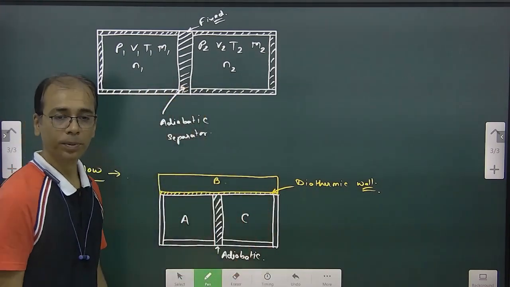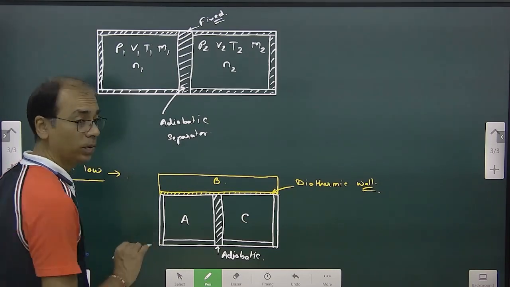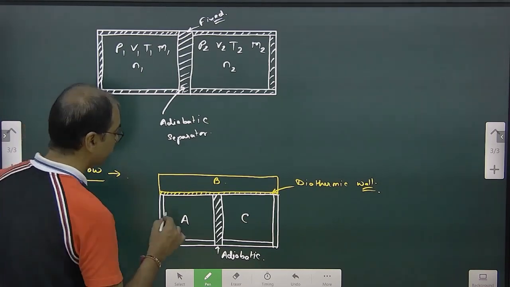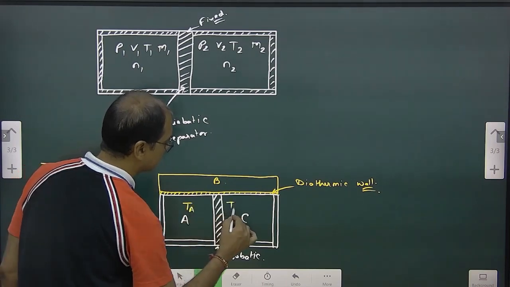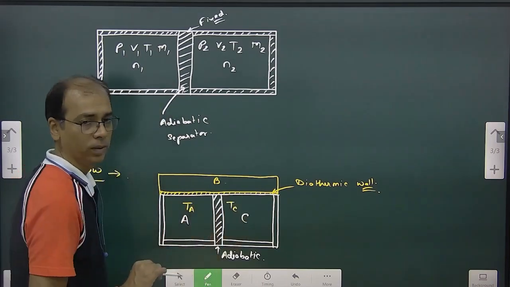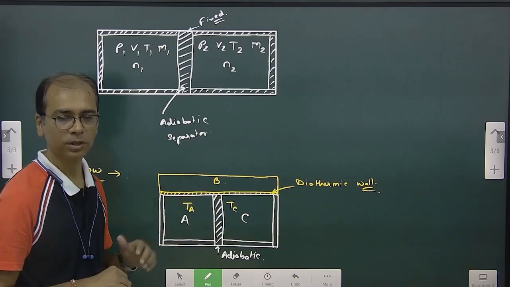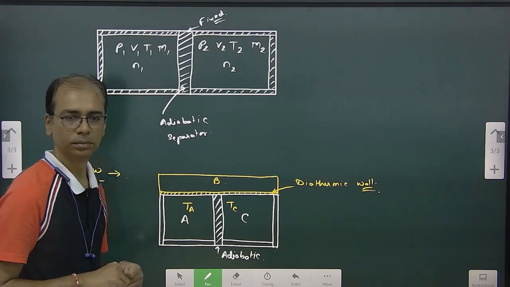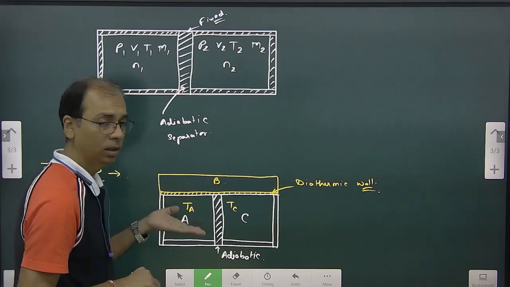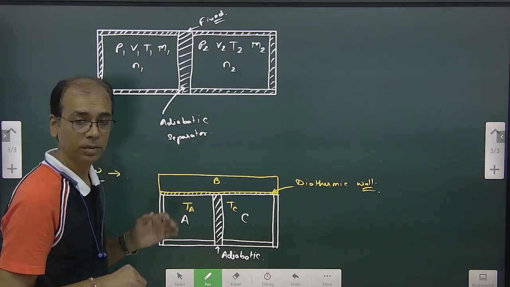Right, so what will happen? Initially, maybe their temperatures are different. Suppose the temperature of A is TA, of B is TB, and of C is TC. What will happen if the temperature of A is more than the temperature of B? Heat will flow from A to B, and it will continue to flow till both temperatures become the same.